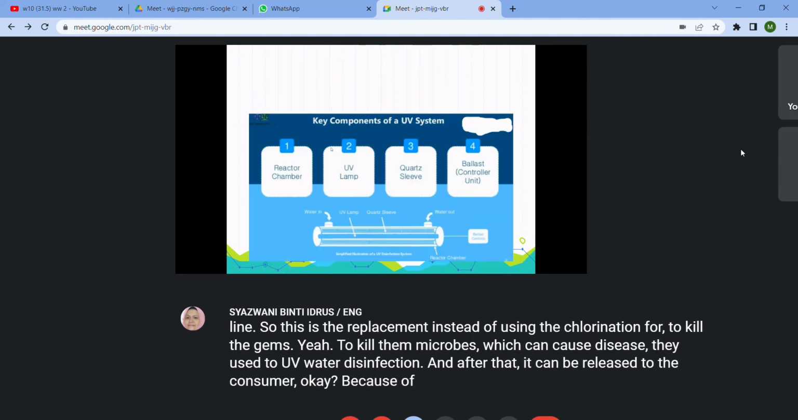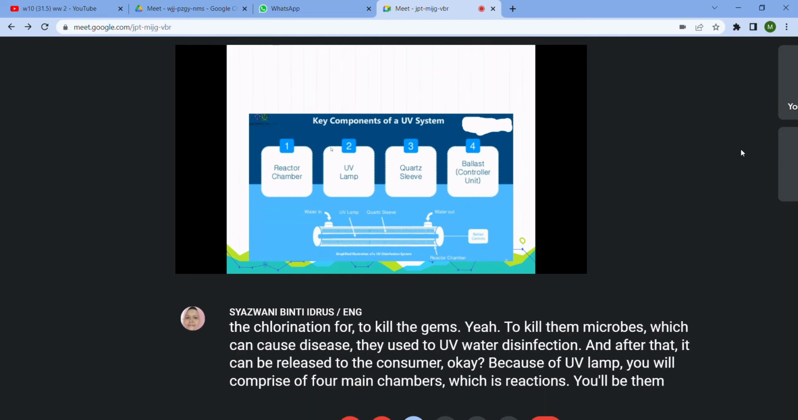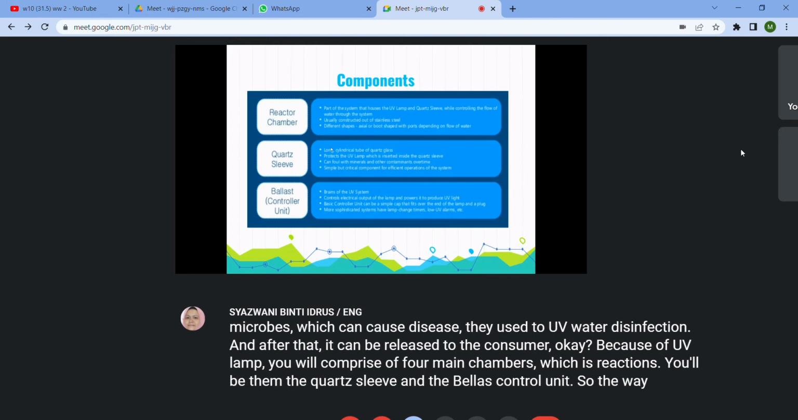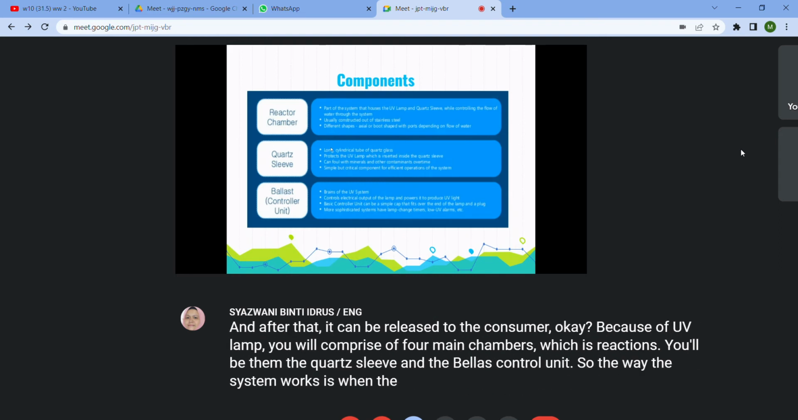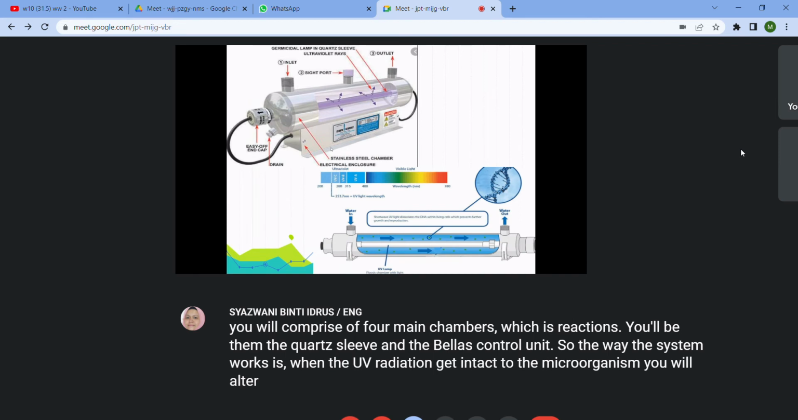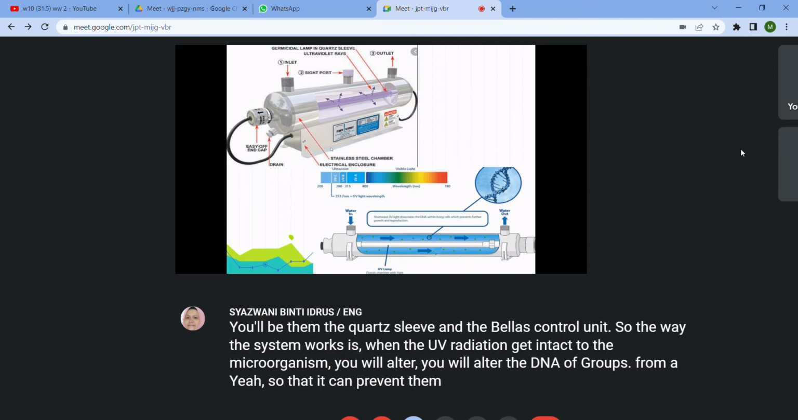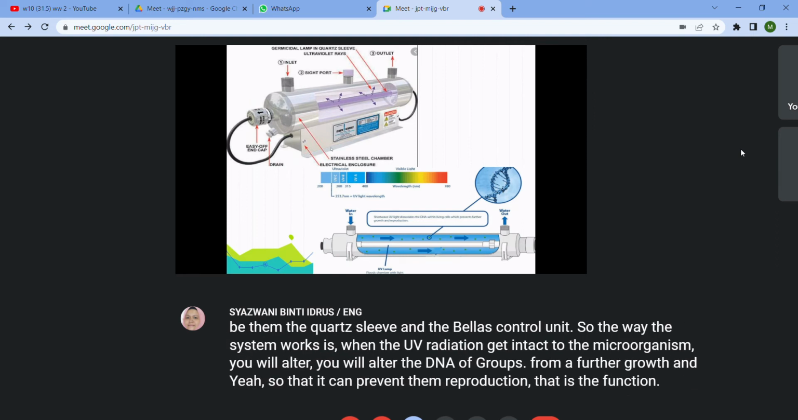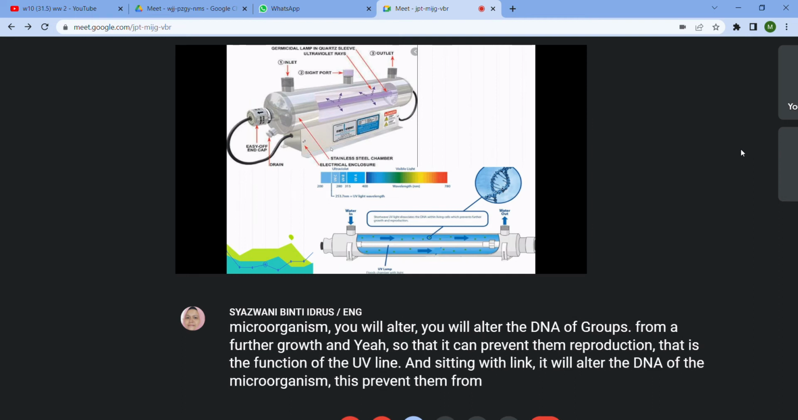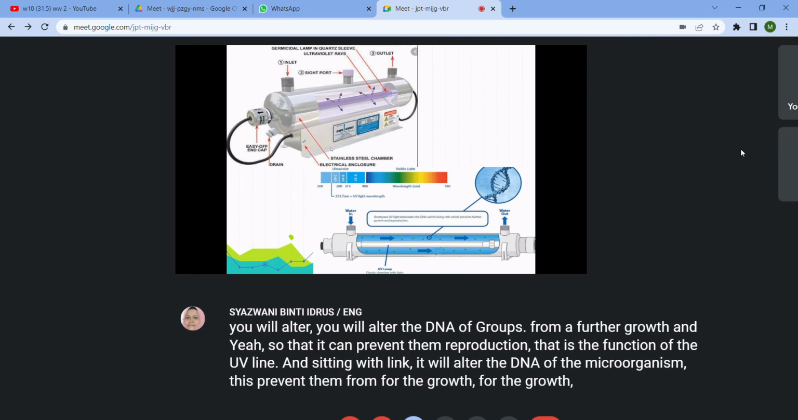Okay, the UV lamp system is comprised of four main parts: the reactor chamber, the UV lamp, the quartz sleeve, and the ballast controller unit. The way the system works is that when the UV radiation hits the microorganism, it will alter the DNA of microbes, so that it prevents them from further growth and reproduction. That is the function of the UV light at a certain wavelength.